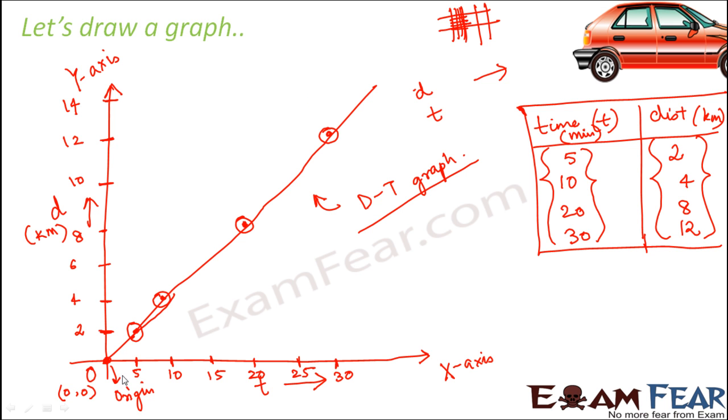So I hope you understood why we do this kind of scaling, why we assume that one big box represents these many units, right? In this case, if you look at the x-axis, one big box is representing 5 units. Similarly, if you look at the y-axis, one big box is representing 2 units. Right? So that's how we plot or draw a graph.